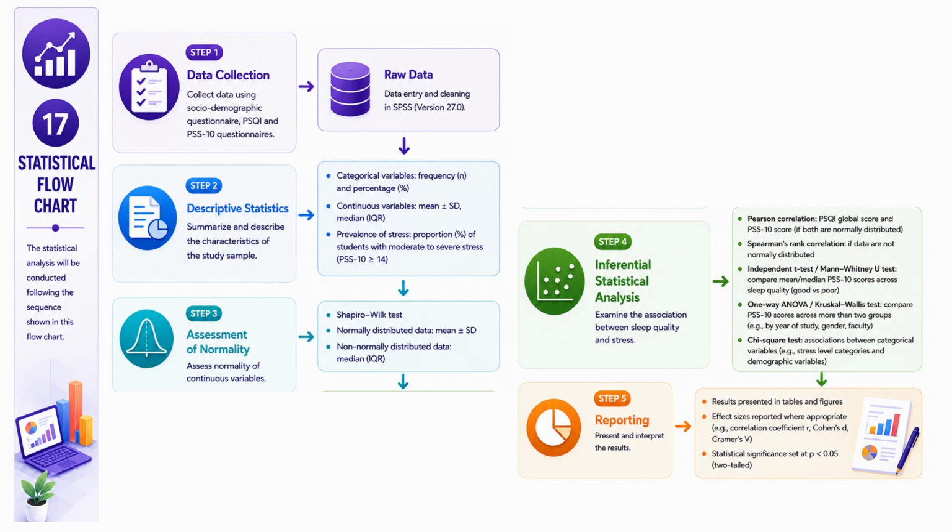Reporting is done. Results presented in tables and diagrams. Effect size can be used. Statistical significance: what is the level of statistical significance? Here we are using p-value less than 0.05 as the statistical significance level.